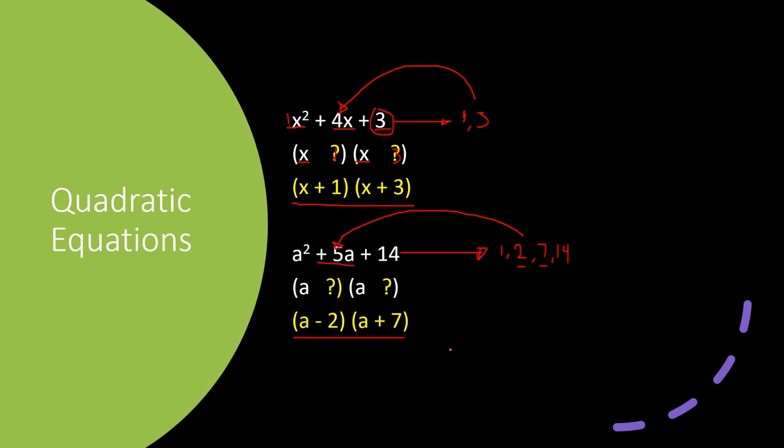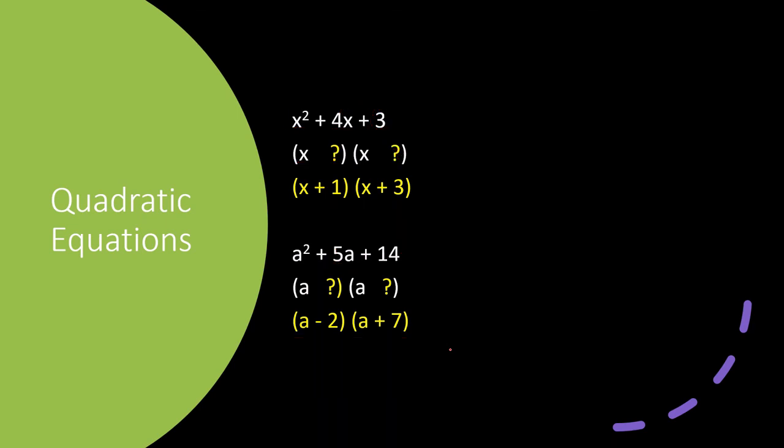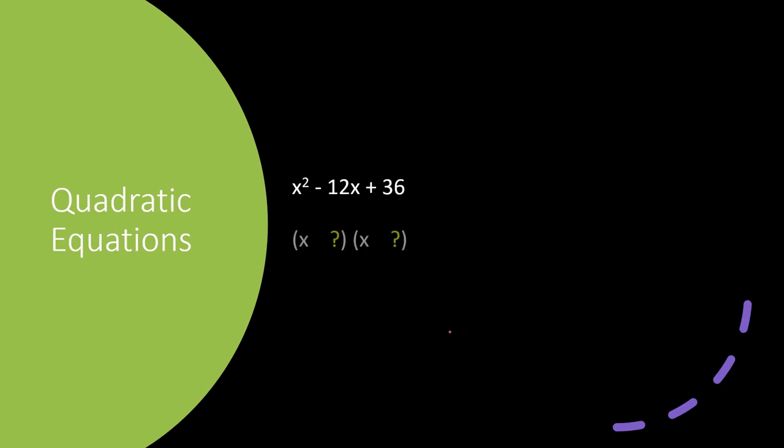Let us look at one last example. This is going to be a little bit harder. So now I have x squared minus 12x plus 36. I went ahead and dropped my parentheses. Now I'm looking for these two numbers in here.